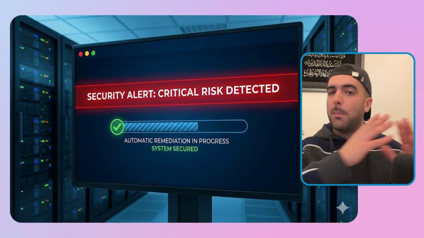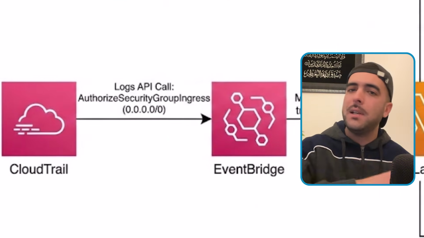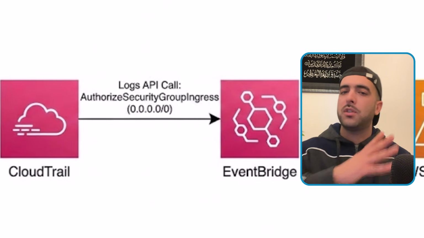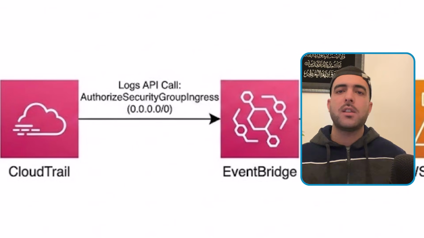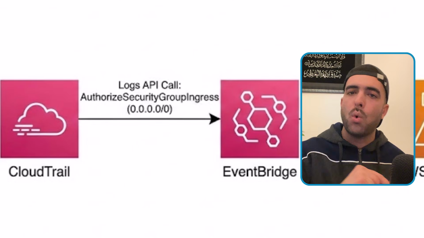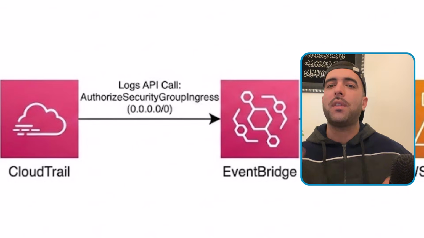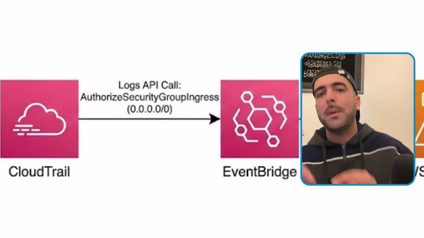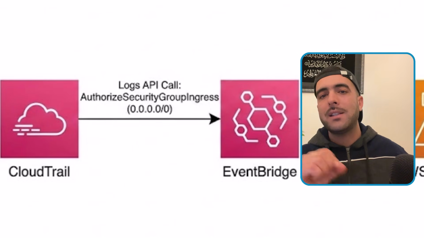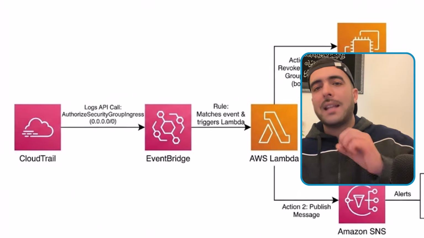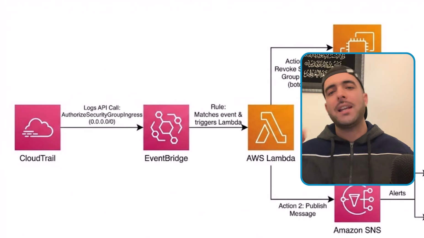and fix it automatically. So first you need observability, so you're going to rely on CloudTrail, which logs API calls, and EventBridge. So you set up an EventBridge rule that listens specifically for the AuthorizeSecurityGroupIngress API where the CIDR IP is 0.0.0.0/0. And when that happens, EventBridge triggers a Lambda function.